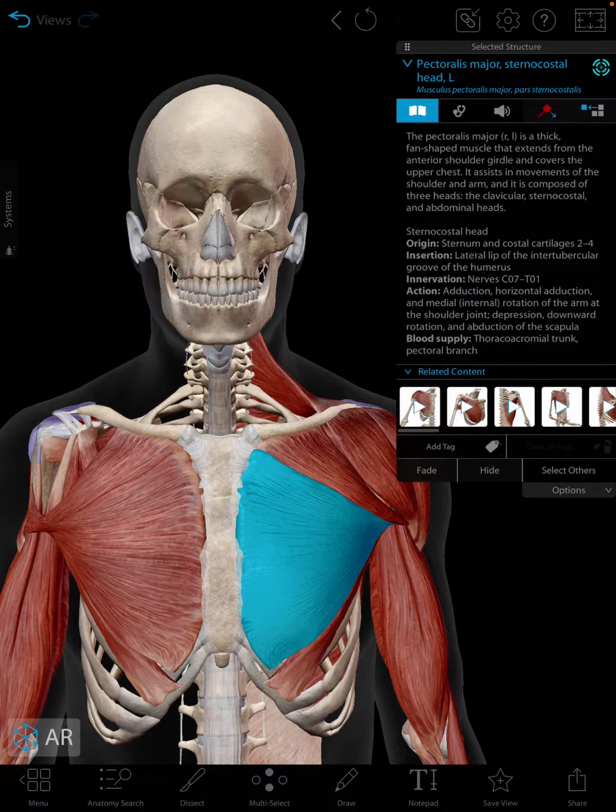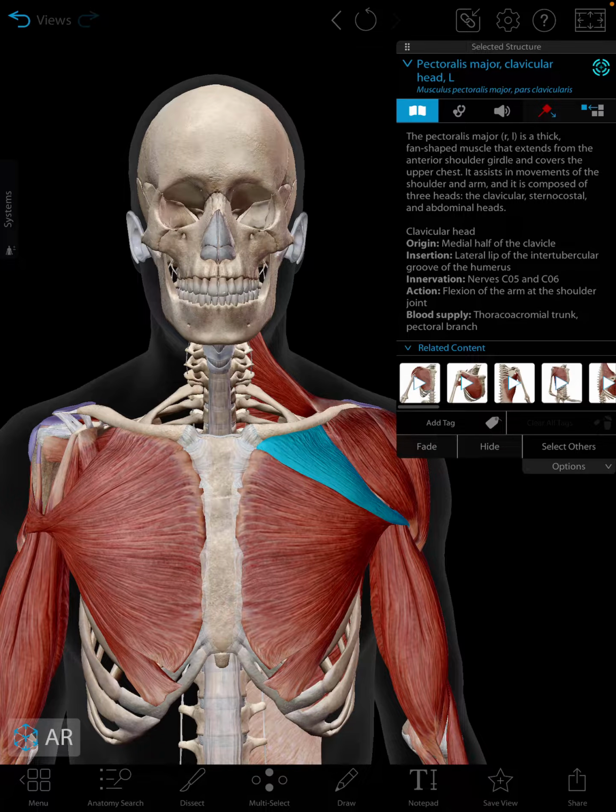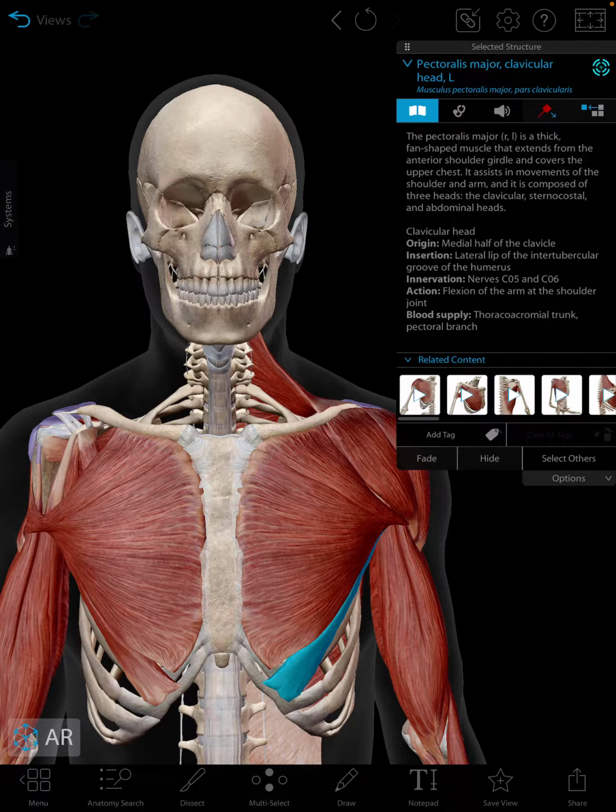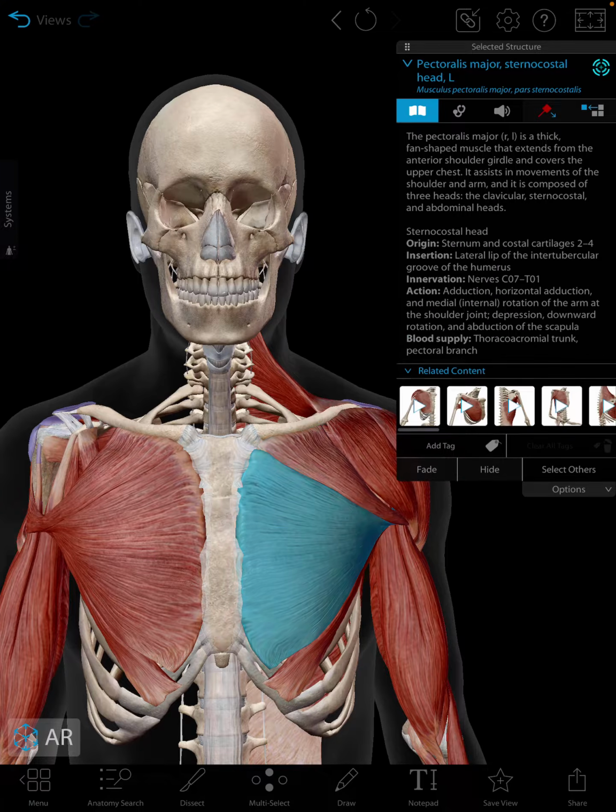So again, depending on which part is contracting, you have these different heads, and in general, you should just be familiar with the pectoralis major as a whole, but this muscle can also cause flexion of the arm as well. So this is a very strong flexor of the arm at the shoulder joint.